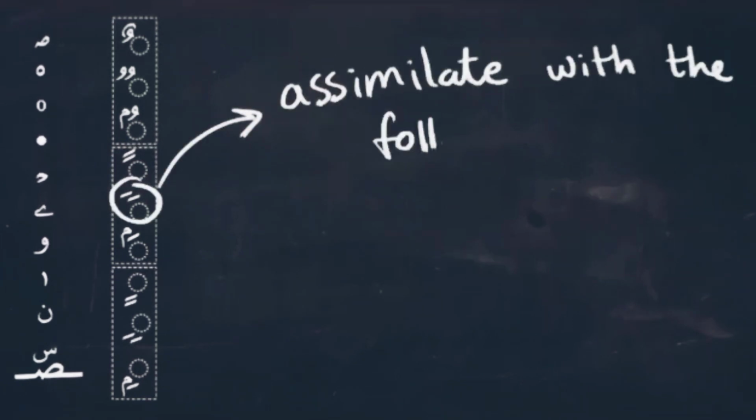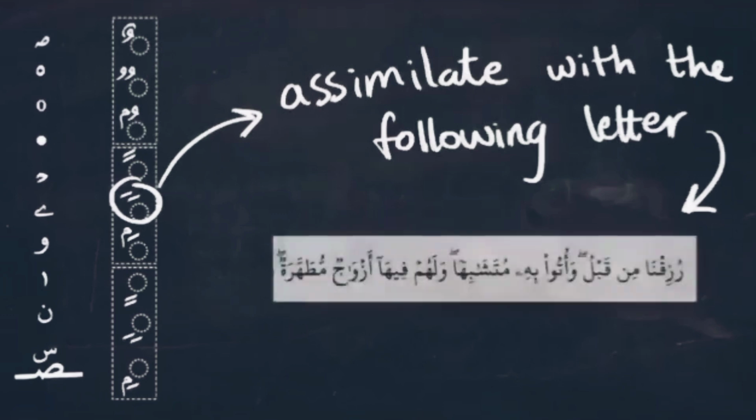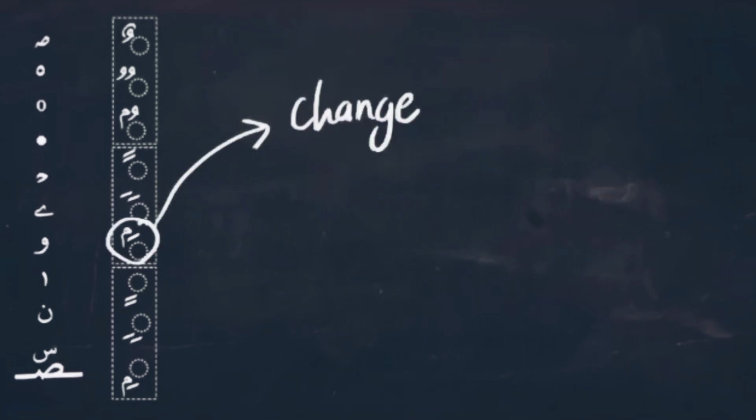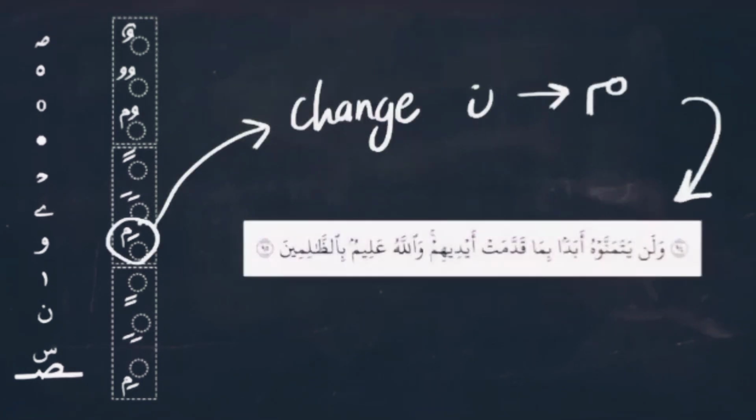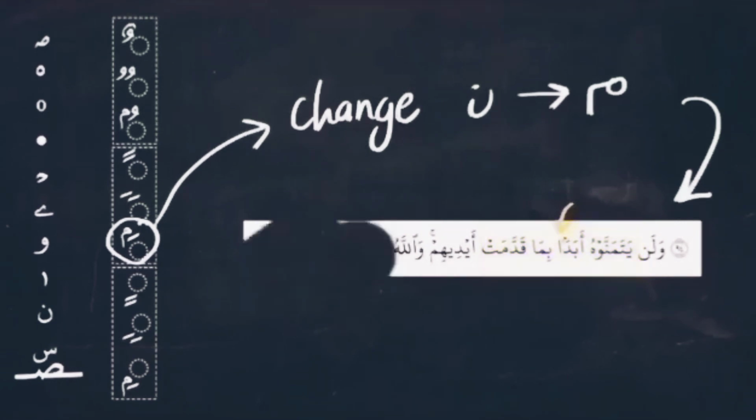And this sign means the assimilation of noon with the coming sound, like this example. وَأُتُوا بِهِ مُتَشَابِهًا وَلَهُمْ فِيهَا. The last sign will be turning the noon at the end of the tanween into a meme, like this example. وَلَنْ يَتَمَنَّوْهُ أَبَدًا بِمَا قَدَّمَتْ أَيْدِيهِمْ.